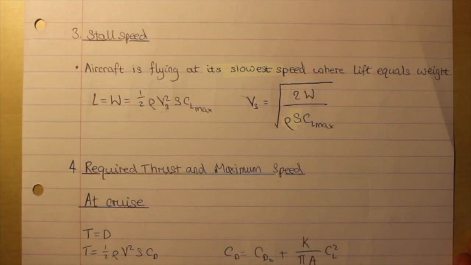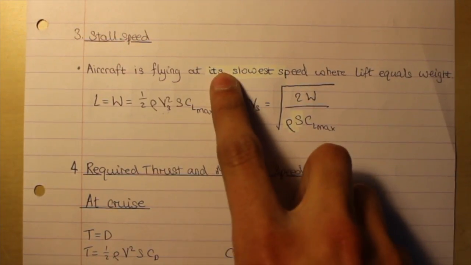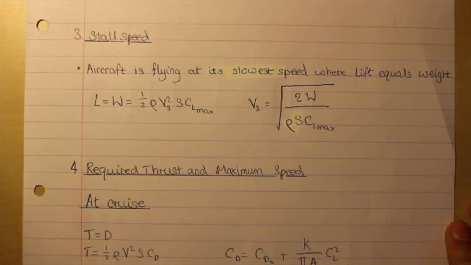Number 3 is pretty straightforward. Aircraft is flying at its lowest speed where lift is equal to weight.